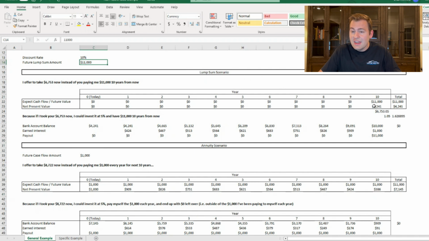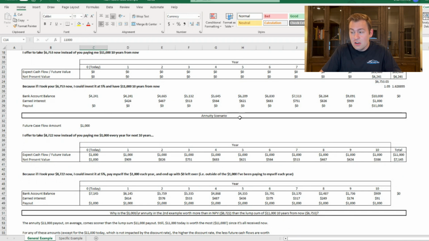Well, when we look at the net present value of our lump sum, that $11,000, instead of being worth the $6,700 or so that it was worth before, now it's only worth $4,200 if our discount rate is 10%. We're discounting future cash flows. That 10 years from now $11,000, we're discounting it more by 10% a year instead of 5% a year.